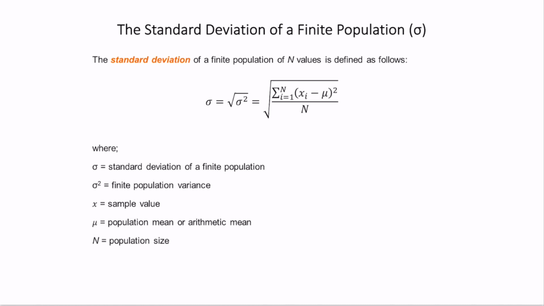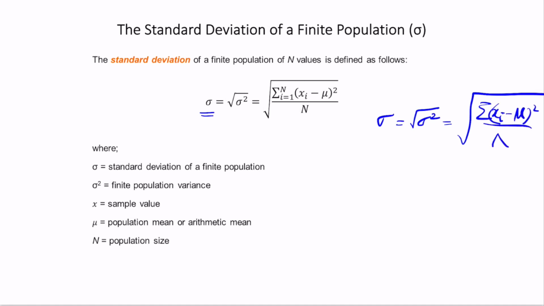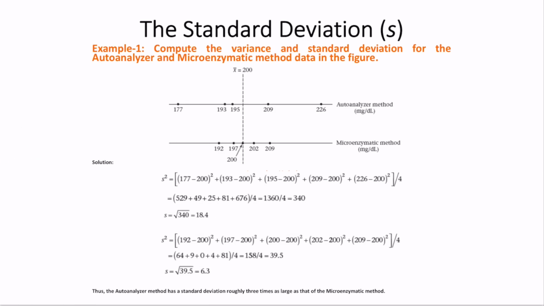Now, in the same way, we can write the standard deviation for a finite population. In place of sigma squared, we have sigma, the square root of sigma squared, which becomes the square root of sigma xi minus mu squared divided by uppercase N. So this is the formula for the standard deviation of a finite population. Now let's take the original problem that we started with and try to calculate its standard deviation.